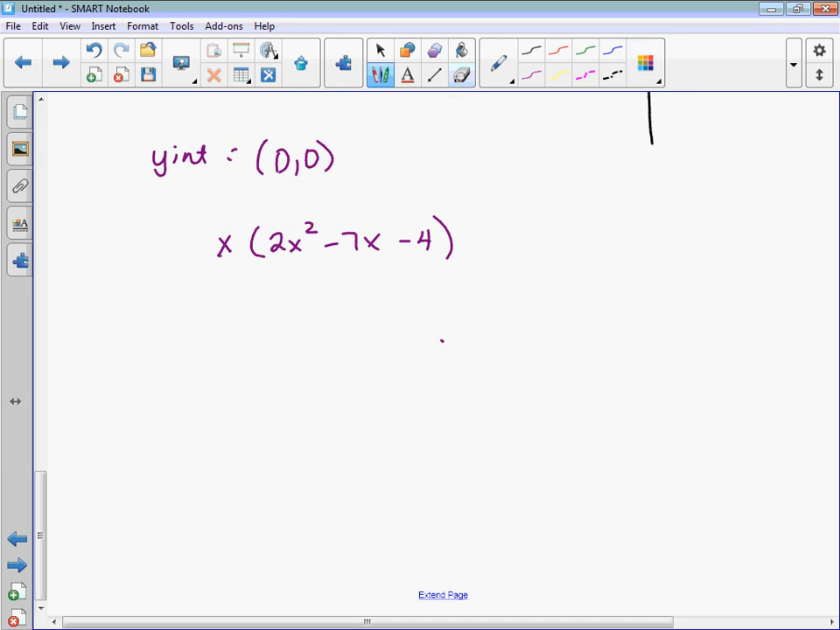How'd you guys do with your factoring from there? Again, I do not care how you do it: guess and check, draw some weird circle thing, factor by grouping. Just as long as you get to the right factors. What did you guys come up with as your factors? Perfect.